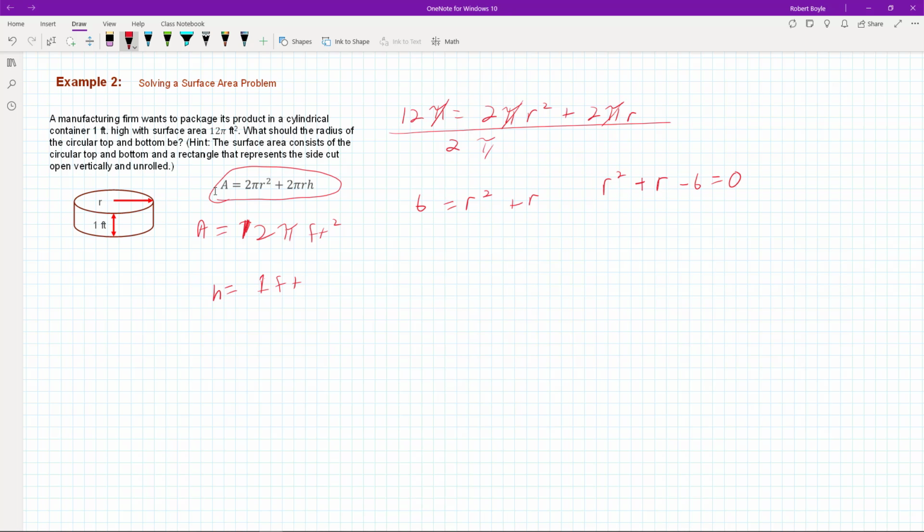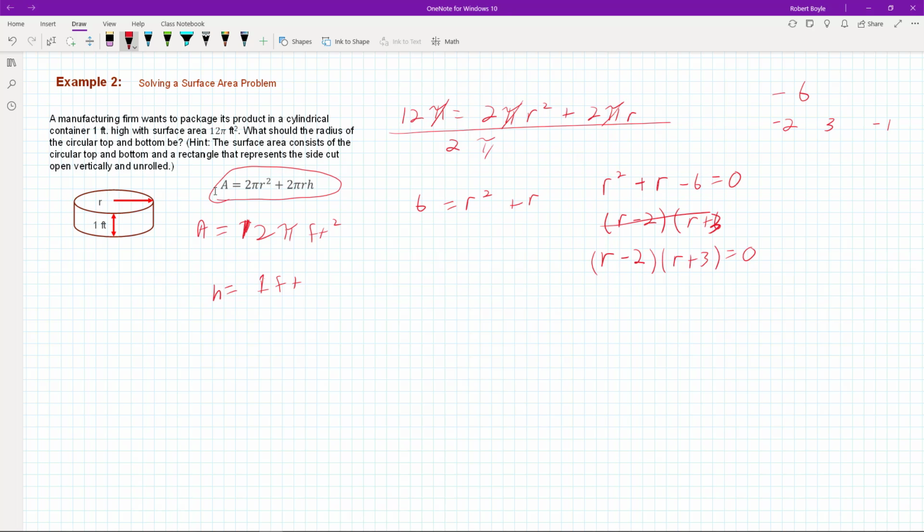Now to factor this, we need to find factors of negative 6 that will sum to positive 1. And how about if we look at negative 2 and 3? Negative 2 times 3 is negative 6. Negative 2 plus 3 is positive 1. If that's the case, then this factors into r minus 2 times r plus 3. Let's write that again. r minus 2 times r plus 3 is equal to 0.